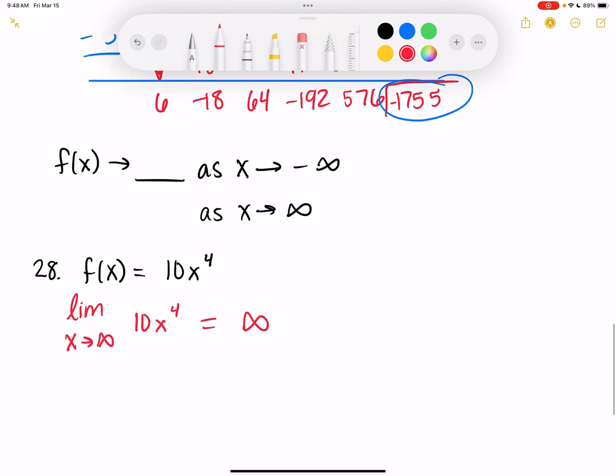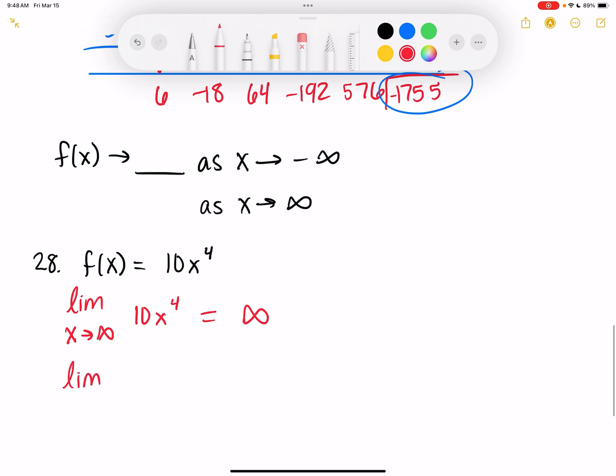The limit then as x approaches negative infinity, so that's answering the other part of the question, of 10x to the fourth. So if I plug in something like negative 500 for x, where's this one going? Is that number getting really big or really small? Are you sure? Yep, so the negative is being raised to the fourth, so if it's raised to an even power, then the sign is always going to be positive, because negative times negative is positive, and then negative times negative is positive, so it's going to end up being positive, so this is also going to positive infinity.